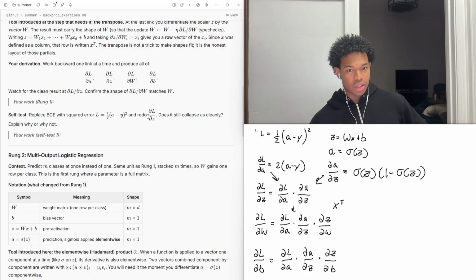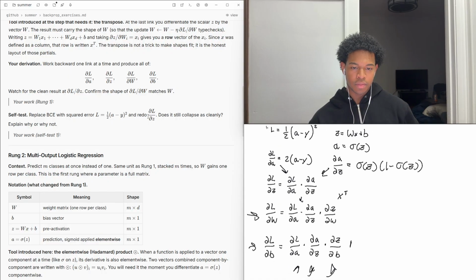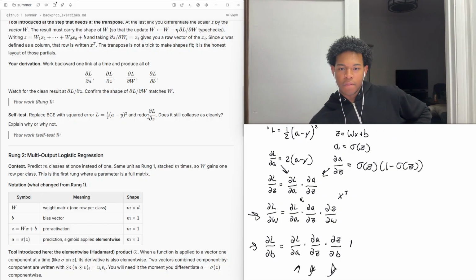So let's see if things line up dimensions wise, because that's very interesting as well. These are scalars. This is a scalar, this is a scalar, this is a scalar. You can do scalar times vector and we'll be fine. And this will have the correct shape, which is what we expect. It's the same shape as W. Good. And then with respect to B is scalar, scalar, scalar, because Z with respect to B is 1. Yeah, I think that's it.